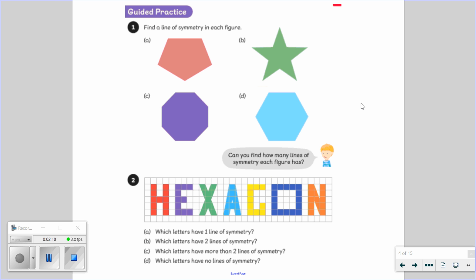Here's today's guided practice. In question 1, you have to find a line of symmetry in each of these figures. Where could we fold this shape so that both halves match exactly? In question 2, we have the word hexagon written in blocks. You have to work out which letters have one line of symmetry, which have two, which have more than two, and are there any letters that have no lines of symmetry at all?